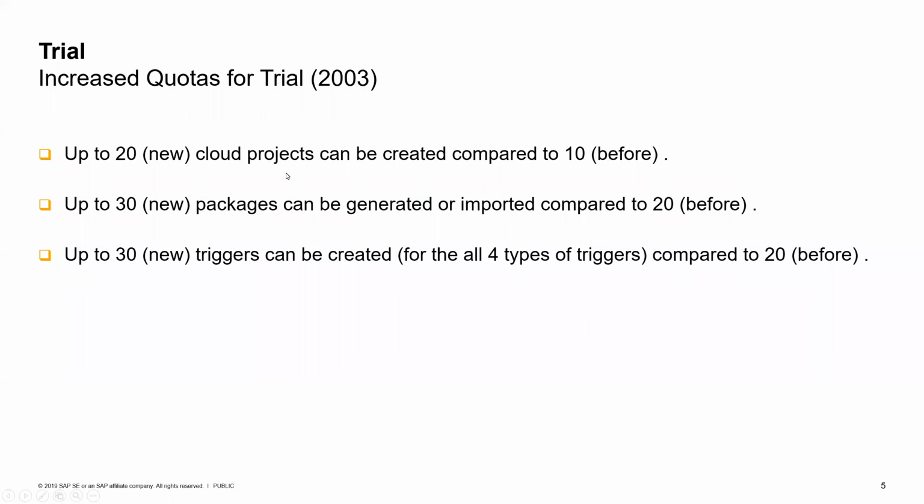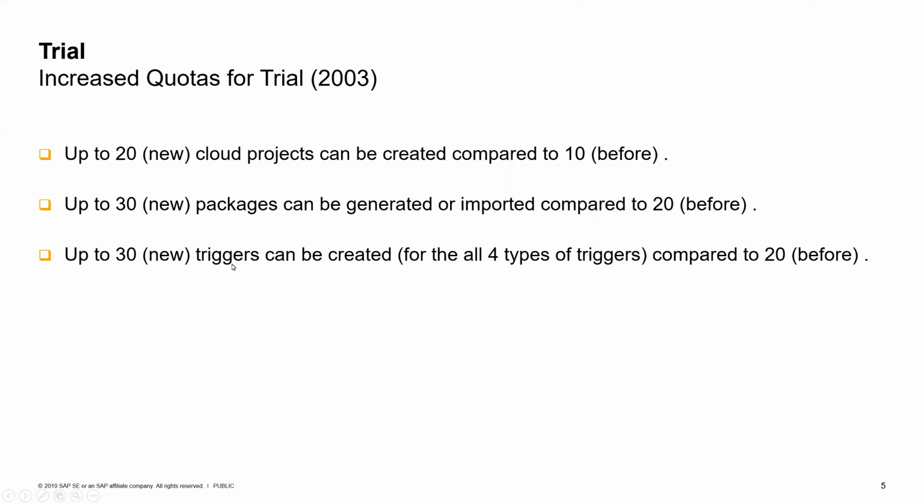Okay, so there is an improvement to the number of cloud projects that can be created in the trial. Previously it was 10, so you could only create 10 cloud projects. Now we have increased it to 20. Also the packages: the project is one type of artifact, and from the project you can create n number of packages. Initially it was 20, so we have increased it up to 30. So up to 30 packages can be created or imported in the studio.